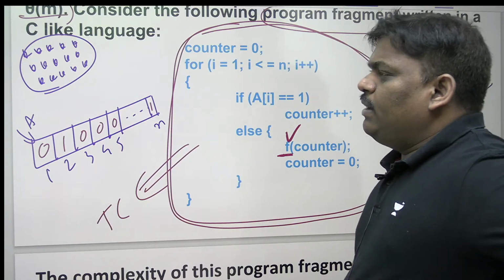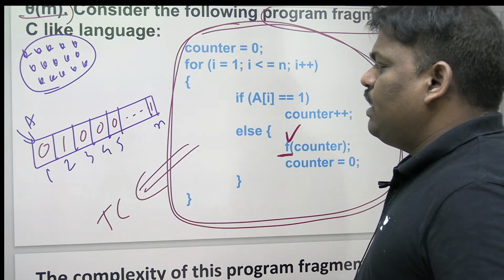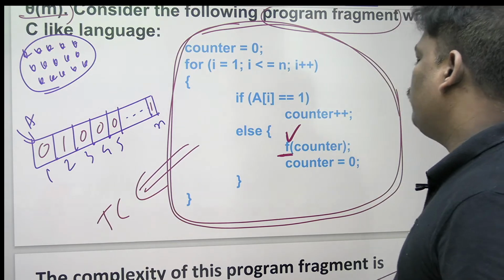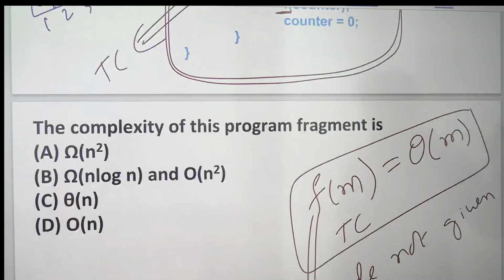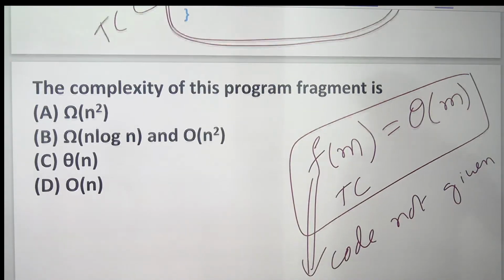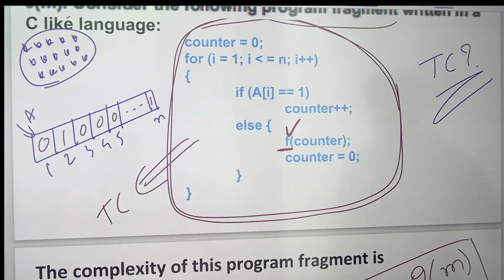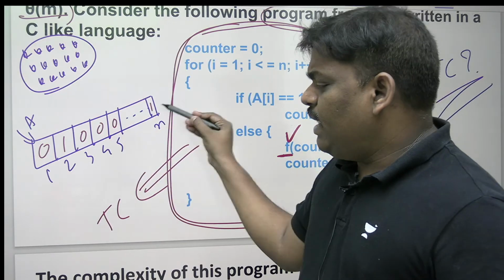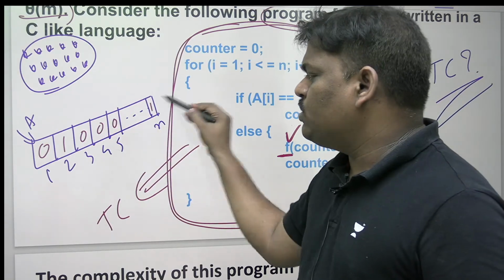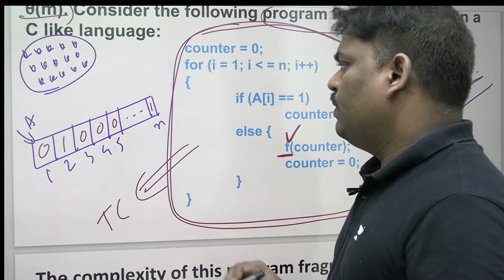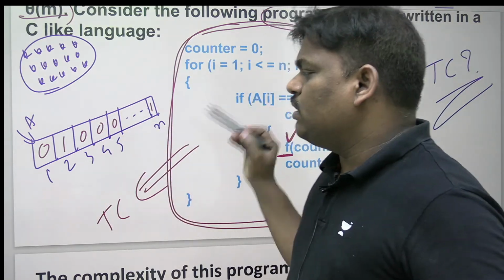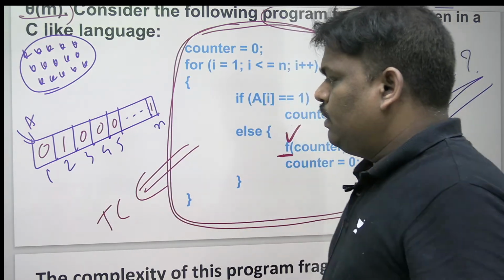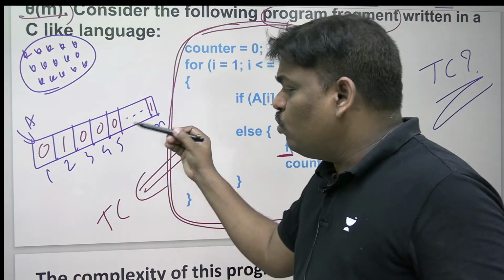A contains n slots where each is 0 or 1. F is a function whose time complexity is theta of m. Please be careful, the code is not given. So I am executing the code. What will be the time complexity? In the A place you can take anything, no objection at all.